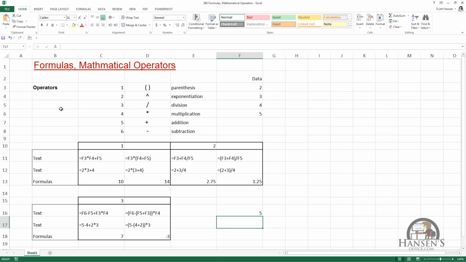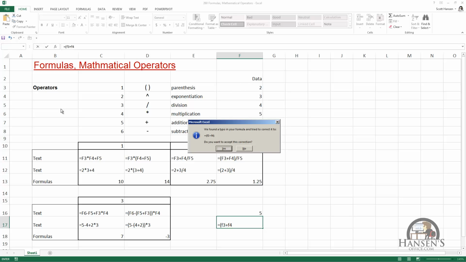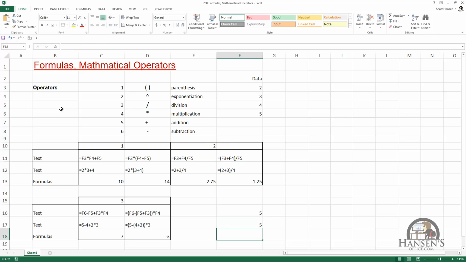And finally, autocomplete. When we input a formula with a parenthesis that we don't close, so I've got a left paren and I haven't closed it, Control Enter, Excel tells me we found a typo in your formula and tried to correct it. This is autocomplete at work. Equal F3 plus F4, close parentheses. Do you want to accept this correction? Excel has realized that I have left off of my formula the closing parentheses. So I can accept this by pressing yes. Excel closes the parentheses for me and my formula will calculate.